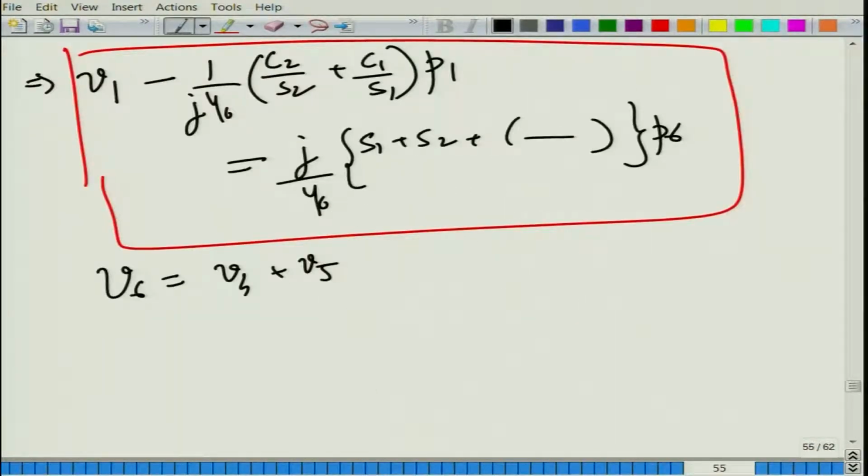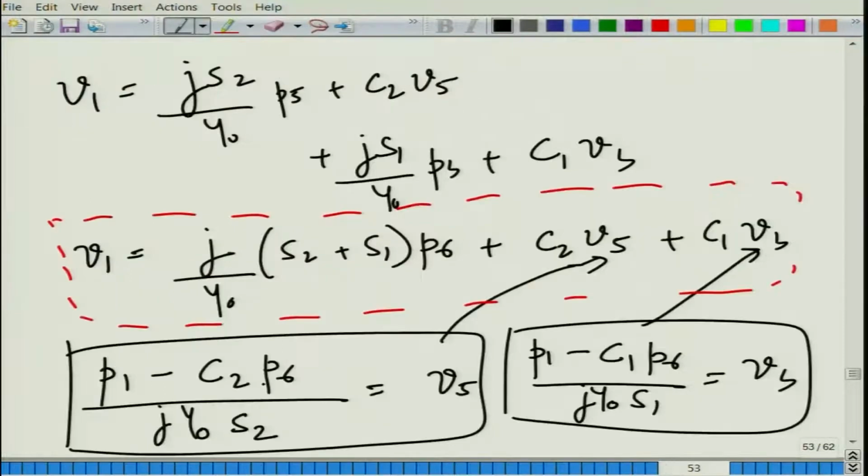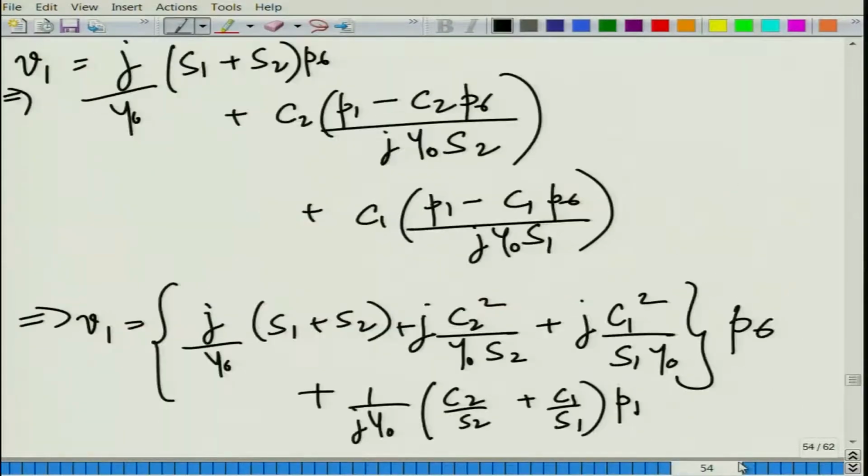We need another equation so that we can have something like A matrix times P1 V1 is equal to B matrix times P6 V6, and then we can invert it. Although it is going to be quite messy, we are going to go to Maple and get our work done. So, once we substitute these into this equation and this equation, what are we going to get?